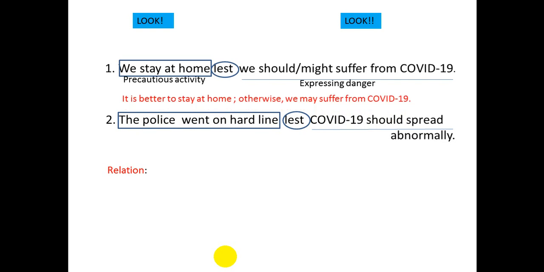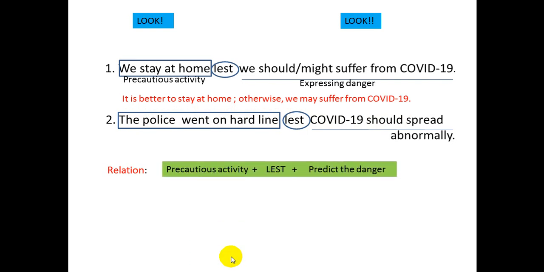So its message is, it is better to stay at home, otherwise we may suffer from COVID-19. Okay, structure: precautionary activity plus lest plus predicted danger. That means the sentence that comes first must show precaution, and the sentence that comes after lest must express the danger that the speaker predicts.